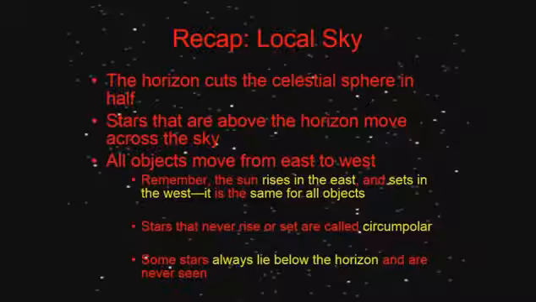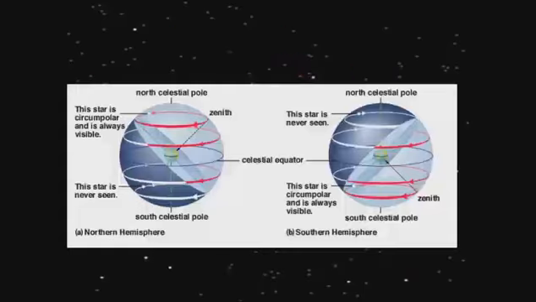If a star never rises or never sets, it's called circumpolar. So just because something's circumpolar doesn't mean it's always present in the sky. If you're in the northern hemisphere, it may be southern circumpolar, which means you'll never see it. So some stars are always above the horizon, some are always below. And this is what we're talking about.